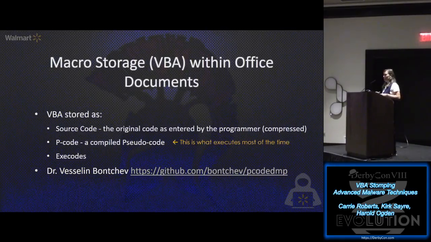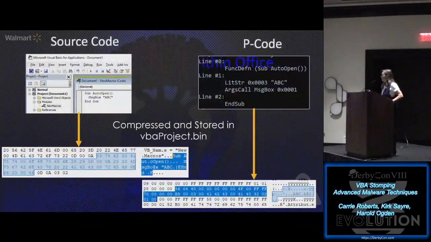First is the source code, like what the developer actually types in. A lot of what you just saw is stored in that format, but it's compressed, so it looks a little bit jumbled. Next is compiled pseudocode, kind of like assembly language, called P-code. That's actually what executes most of the time in a document. And the third is execodes, but I'm not talking about that here, though Dr. Bontchev has a write-up on it on his GitHub if you want to read more. On your left, you see the Visual Basic Editor, which you use to develop your macros from Word.